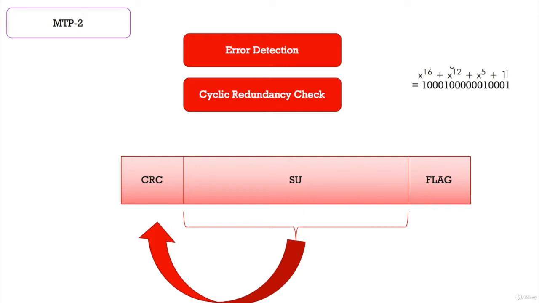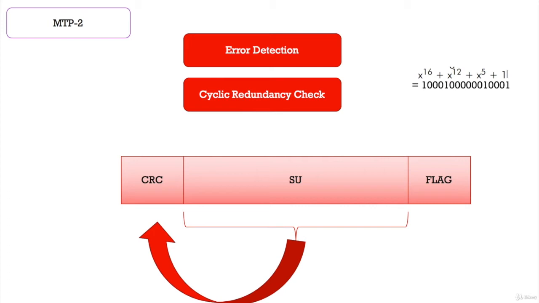And on the receiving end, the entire signaling unit along with the CRC code is subjected to the same cyclic redundancy check, and in this way the receiver will verify that the packet has been received without any tampering, or just error free.